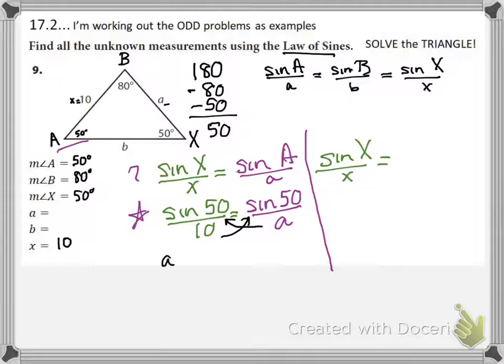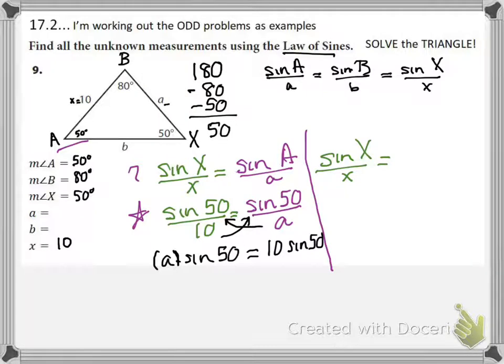So I have A times sine 50. A times sine 50, 10 times sine 50. This one's unusual. I got sine 50 on both sides. That's okay. Now I need to get that sine 50 by itself.